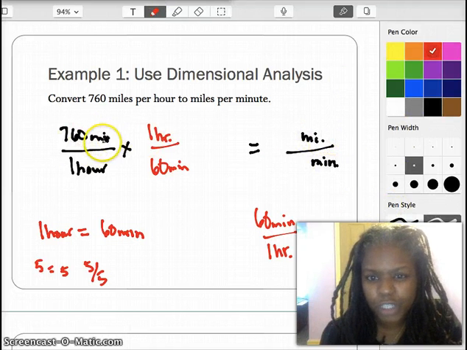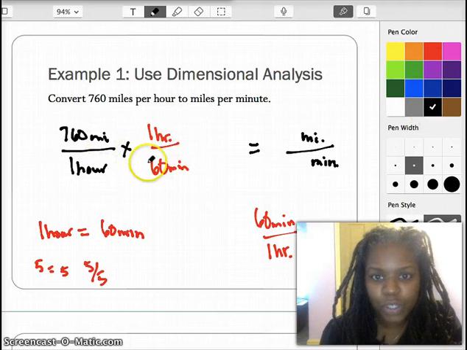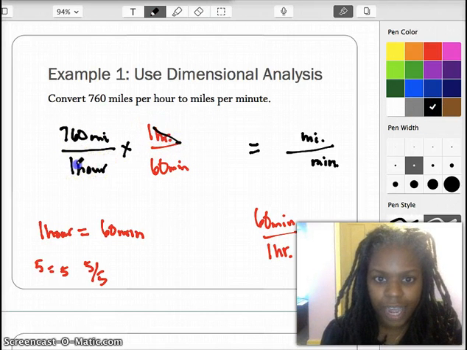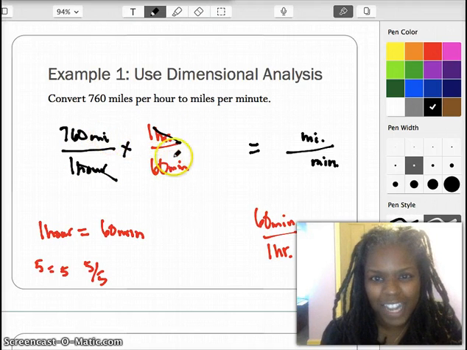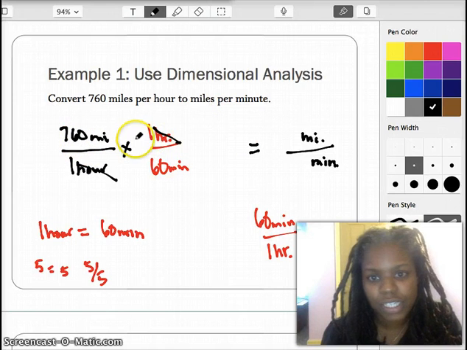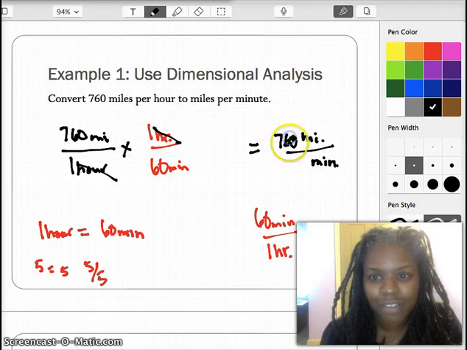I don't have to change miles, so I'm not concerned about any conversion factors utilizing miles. So watch this. I'm going to multiply through, but since I've got hours here and hours here, they cancel out. And I'm ending up with miles per minute. So I'm ending up with my goal. So when I multiply through 760 times, well, there's just 1 there. I get 760 miles. It makes sense.